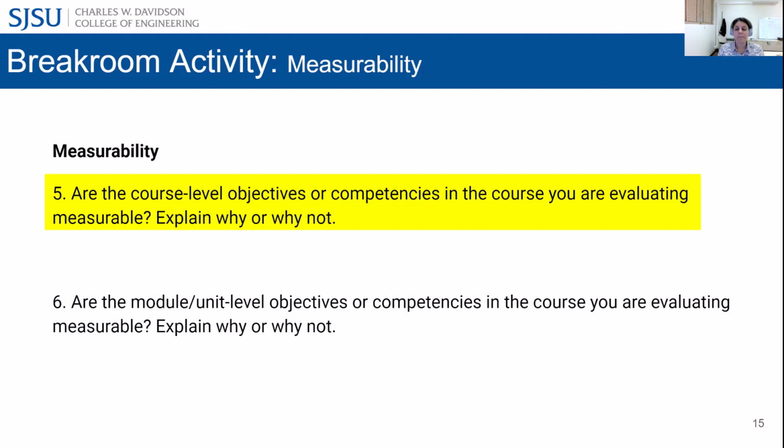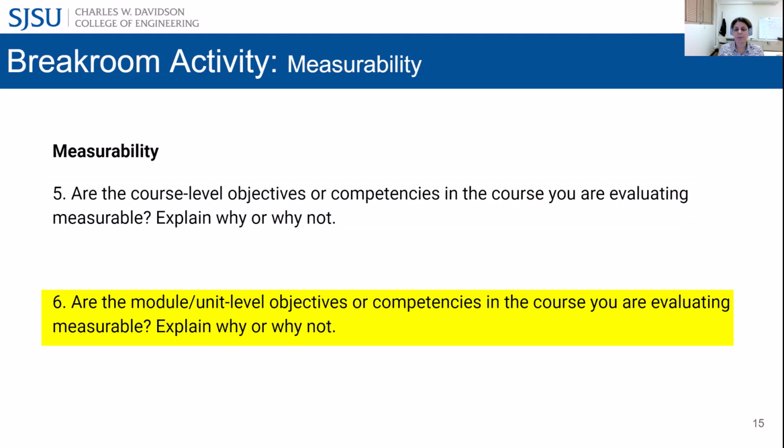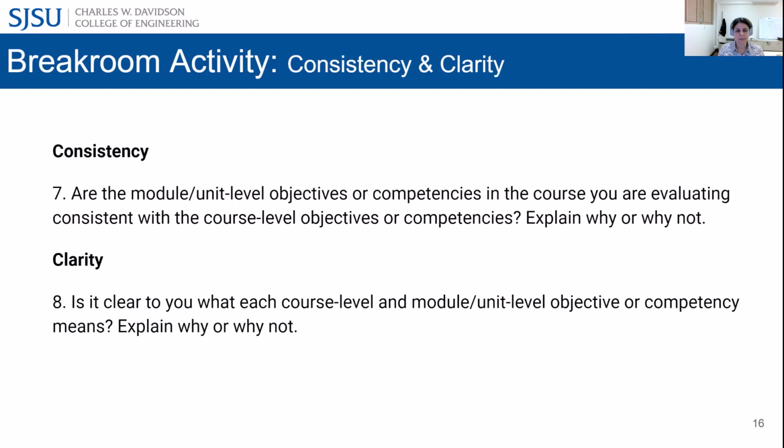And the other one, if you look at your unit level or modular learning activities, are they also measurable? So make sure that they are, right? Because it's easy to get lost when they are just writing all those sentences. For the consistency, again, you want to make sure that there is a consistency between your competencies at course level and module level. And for the clarity, the question probably is, is it clear to you what each course level and module level means? If it is clear to you, probably it should be clear to students, right?